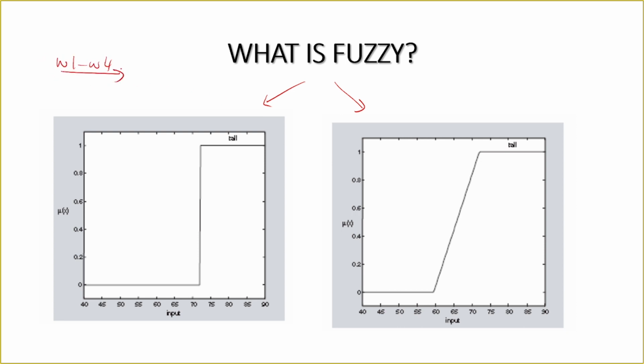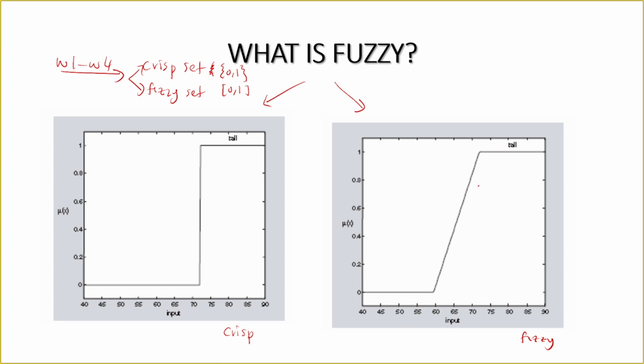So basically we did discuss the crisp set, and the other one will be the fuzzy set, right? So this one could be this, this one could be that. So which one is which? This one probably will be crisp, right? This one is fuzzy.